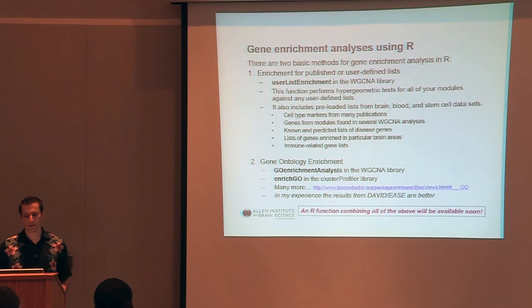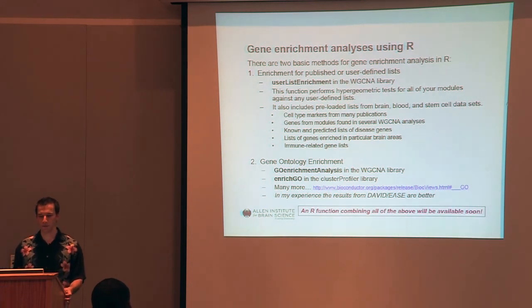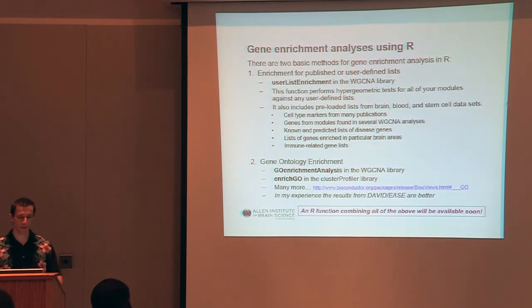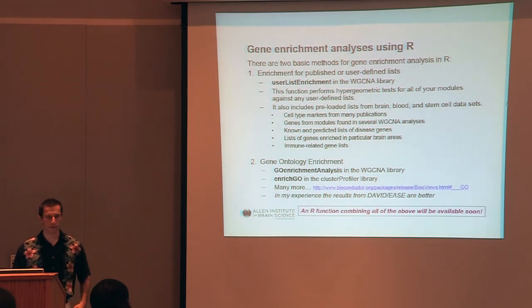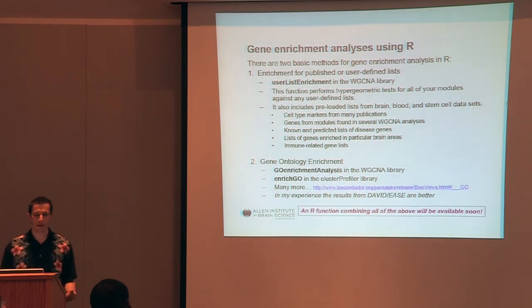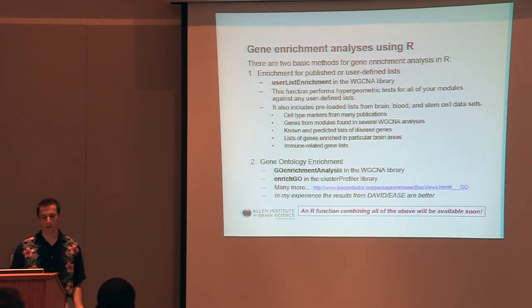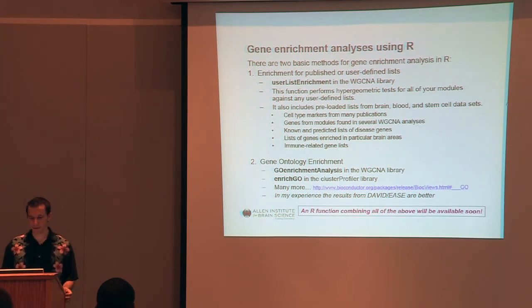So moving on to gene enrichment analysis, there are two basic methods for gene enrichment analysis in R. One is that you can do enrichment for published or user-defined lists, and this would be using the user list enrichment function in the WGCNA library. And this will perform hypergeometric tests for all of your modules or any lists you want against any user-defined lists. And this also will include some preloaded lists from brain, blood, stem cell data sets, as well as a few other things that they're continuously being updated.